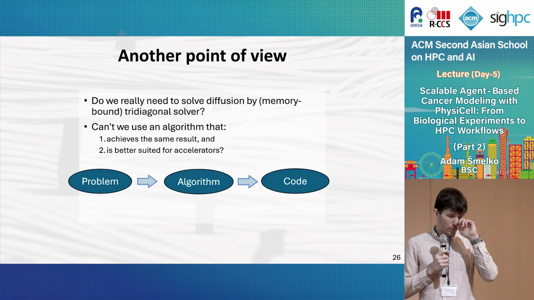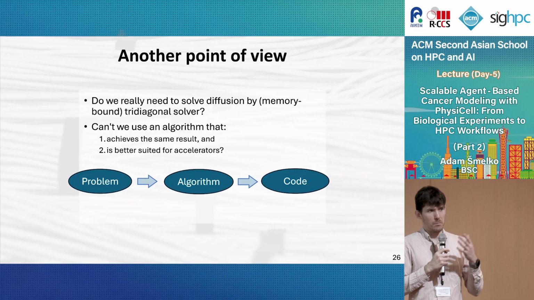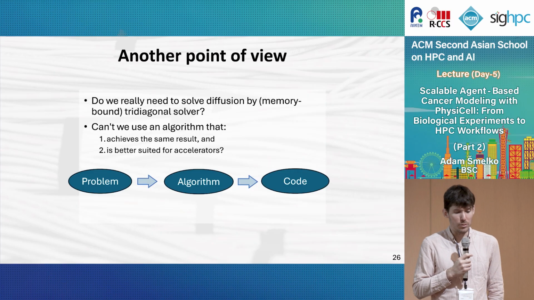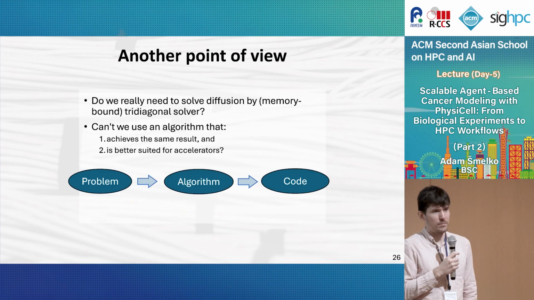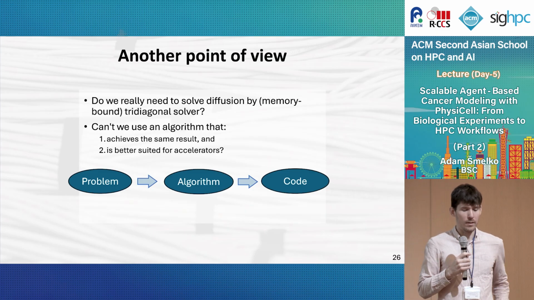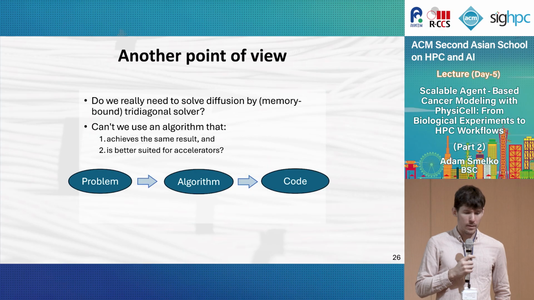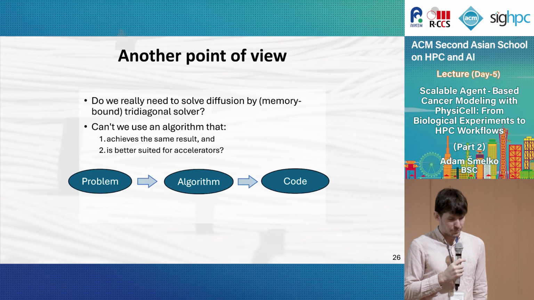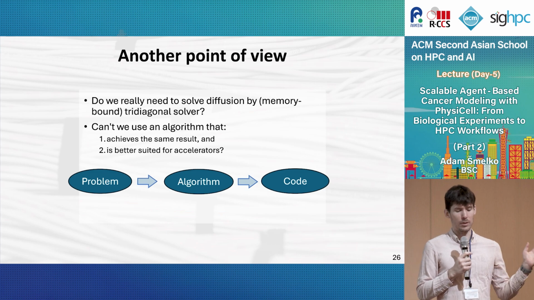Okay, so another point of view on how to look at optimizations in general is to ask ourselves the question: do we actually need to solve, in our case, the diffusion in this exact way? Could we use some other algorithm? So here we have two sides of the coin.